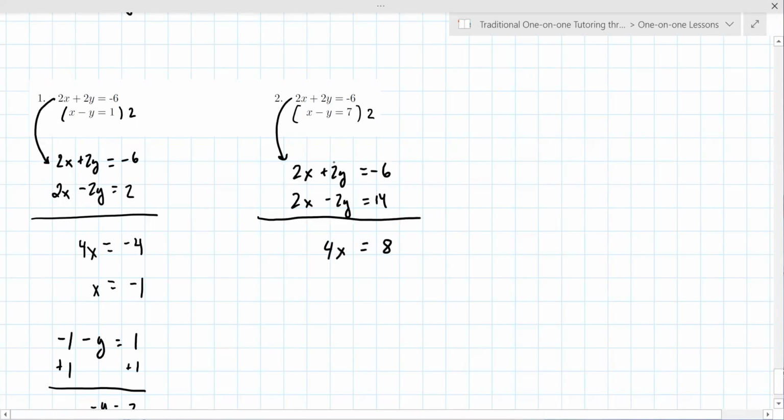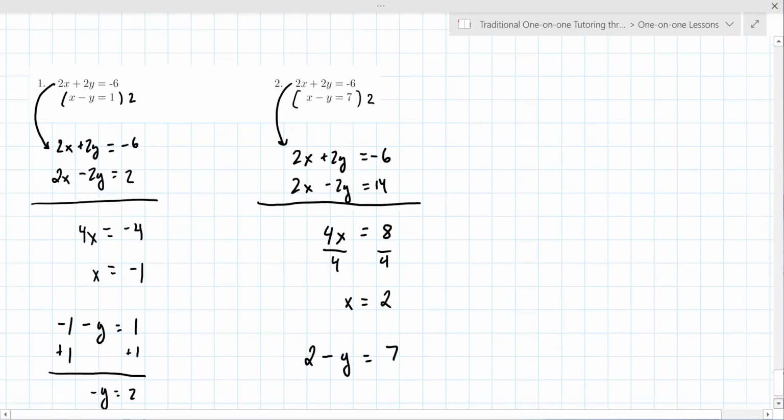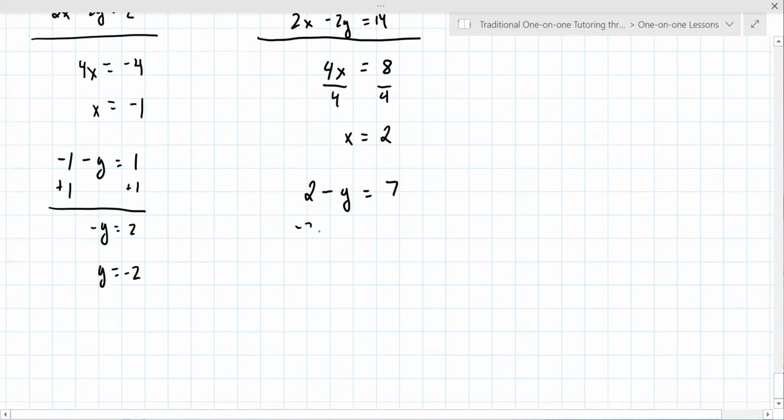4x equals 8. So the y's cancel. 2x plus 2x gives you 4x. -6 plus 14 gives you 8. Divide by 4, divide by 4. So x equals 2. And then we can use that second equation, 2 minus y equals 7. Subtract 2, minus y equals 5. So y equals -5 for that.